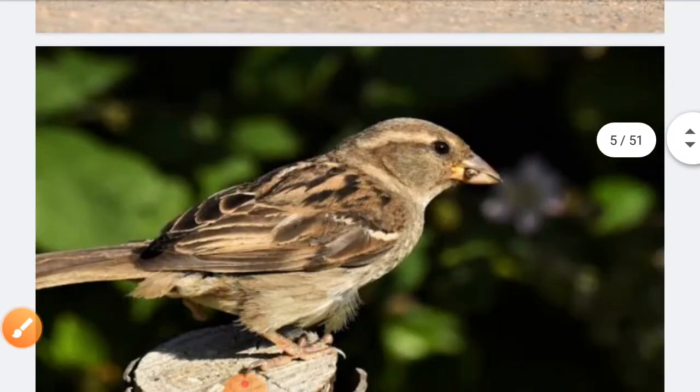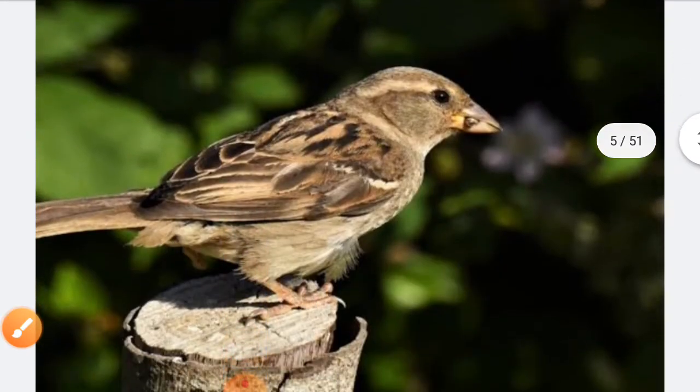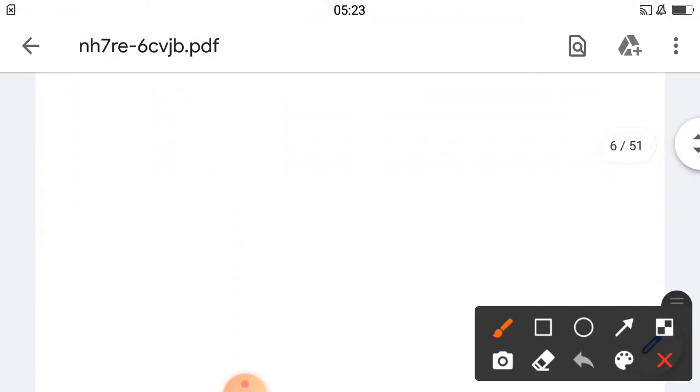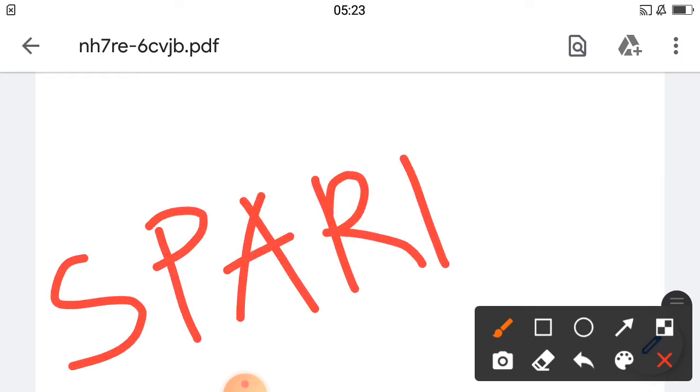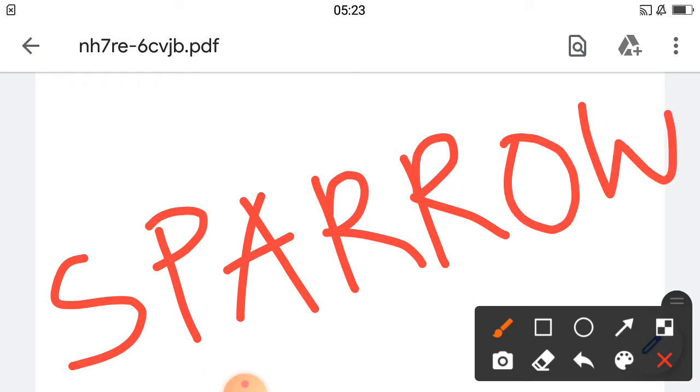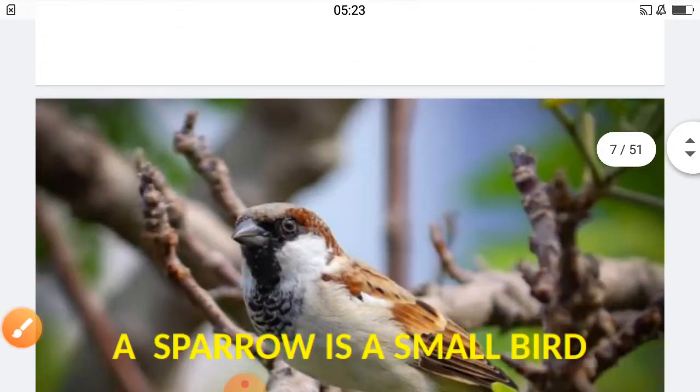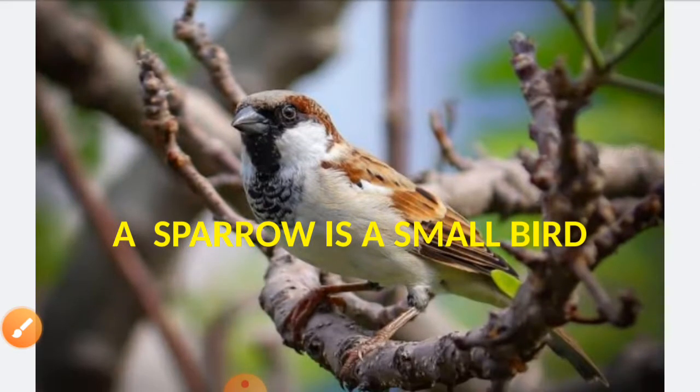Let us proceed. And what do you see in the next image? Yes, this is a small bird, isn't it? And we see it everywhere. It's also a very common bird. And the name of this bird is sparrow. S-P-A-R-R-O-W, sparrow. I repeat, S-P-A-R-R-O-W, sparrow.